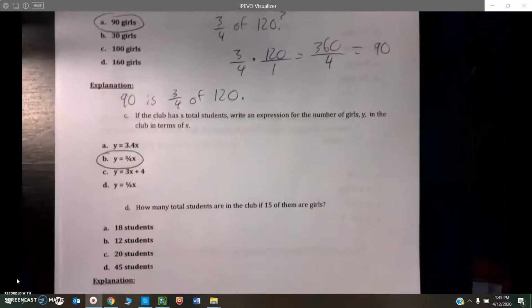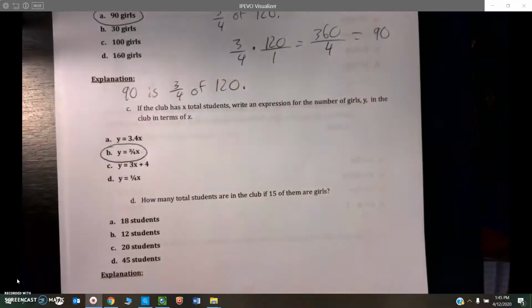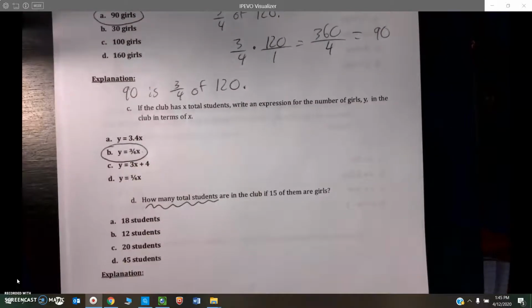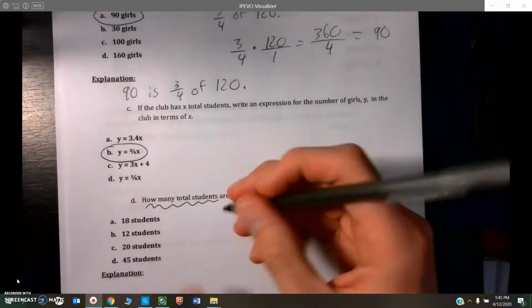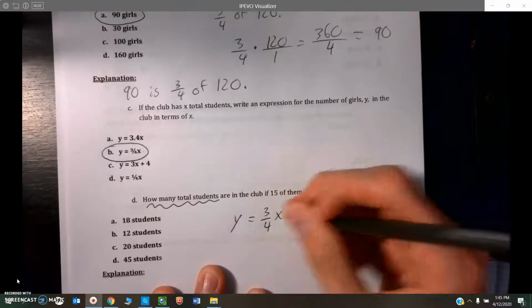Now, how many total students are in the club if 15 of them are girls? So there's something really different about this problem. So previously we've been solving for how many girls are in the club. Now we need to find out how many total students there are. So this is actually going kind of backwards, if you will. So let's use this equation from before.